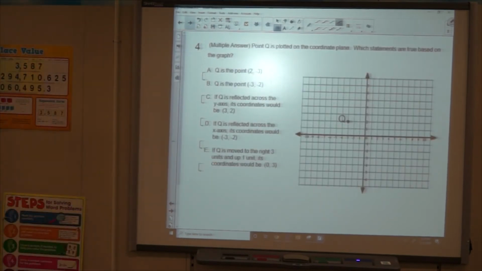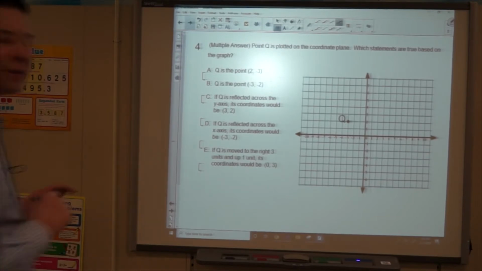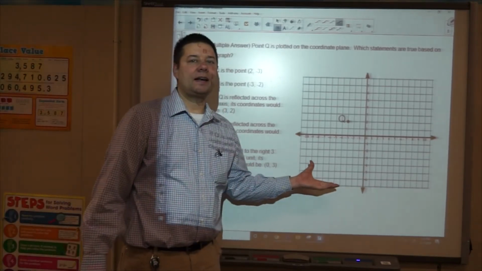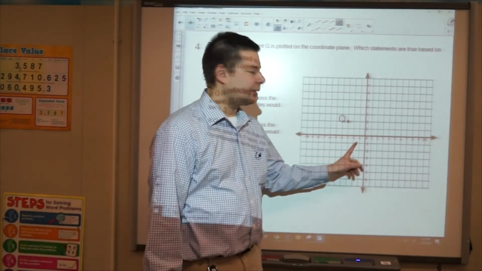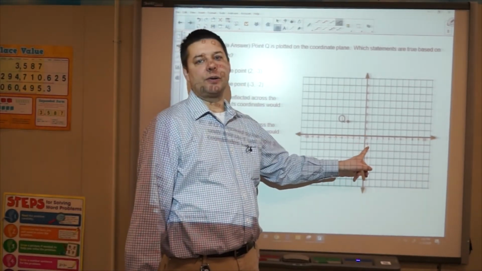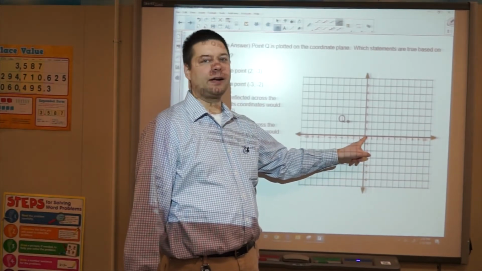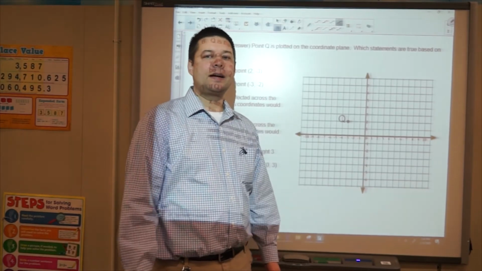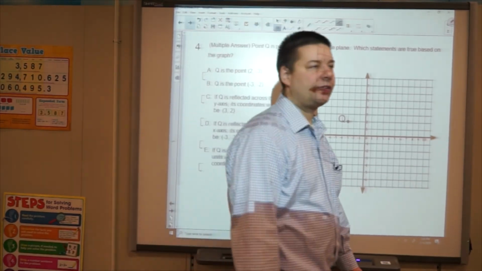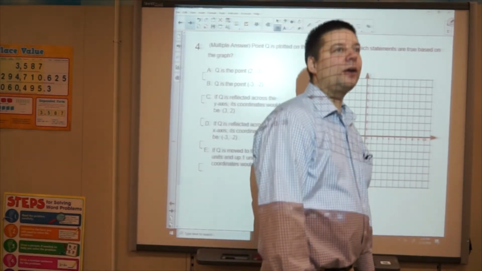Number 4 says point Q is plotted on the coordinate plane. Which statements are true based on the graph? Well, first, I want to point out that we are looking again at a coordinate plane. We saw this last week on Focus as well. So remember that we always start at our origin at 0, 0, right here in the middle where x and y come together. And then from there, it's kind of like an elevator. Like if you get on an elevator, you have to walk on the elevator first side to side. Then you can go down or up, right?